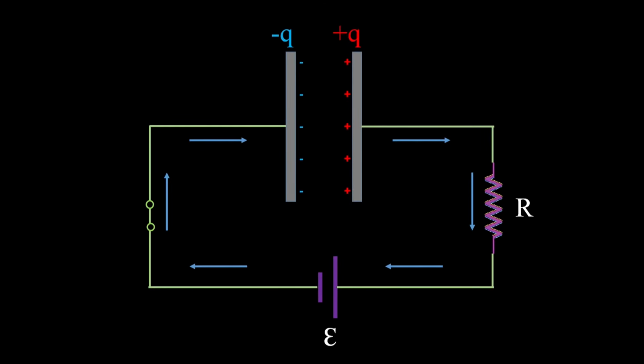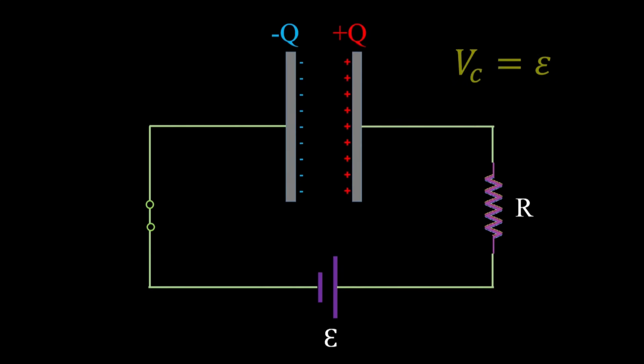As this process continues, more and more charge accumulates on both plates, and the current reduces over time until it stops when the capacitor becomes fully charged. This occurs when the voltage across the capacitor becomes equal to the voltage across the battery.